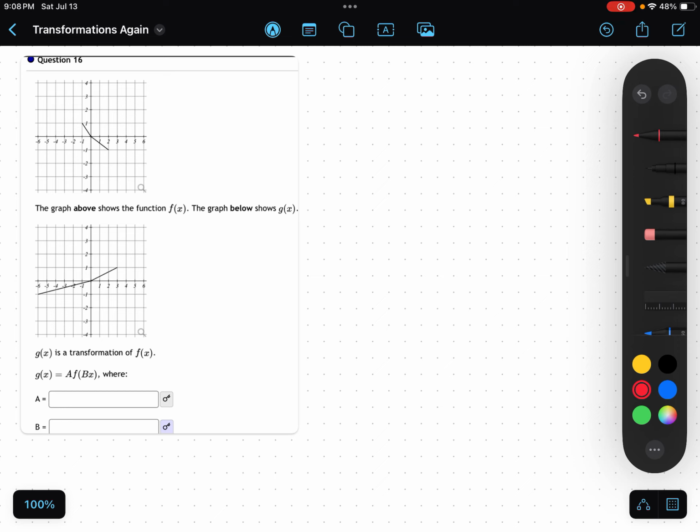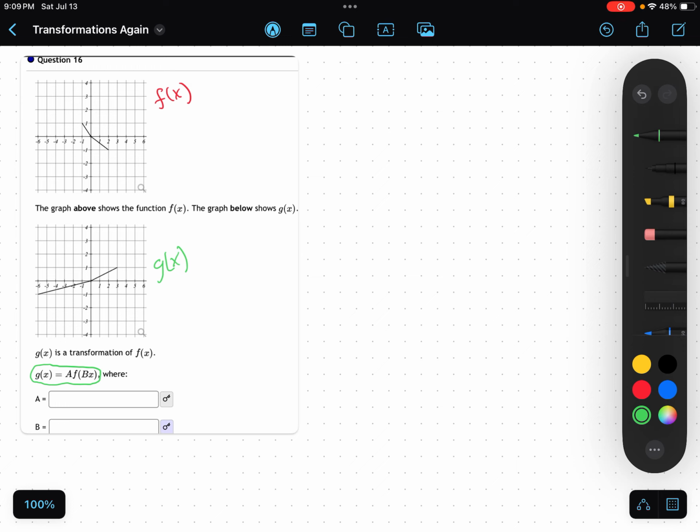The graph above is f of x. So just to be clear, this guy up here is f of x. And the graph below is g of x, and it says that g of x is a transformation of f of x. Specifically, it is a times f of b times x. So we're doing some multiplying when we make g of x, right? We're doing the transformations that involve multiplication. So typically those are vertical or horizontal stretches, and if we change the sign, it would also be a reflection.